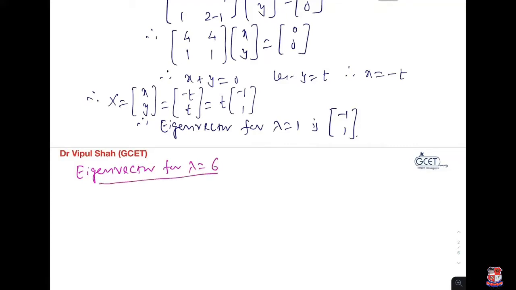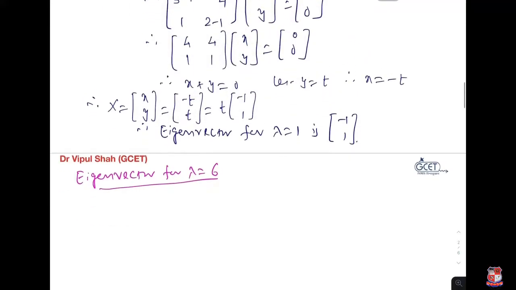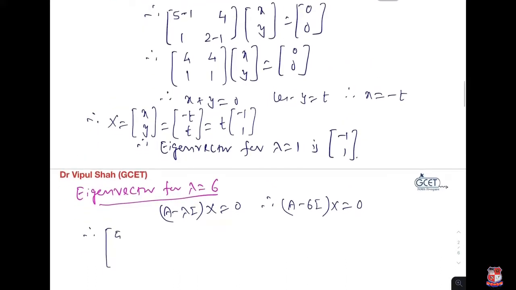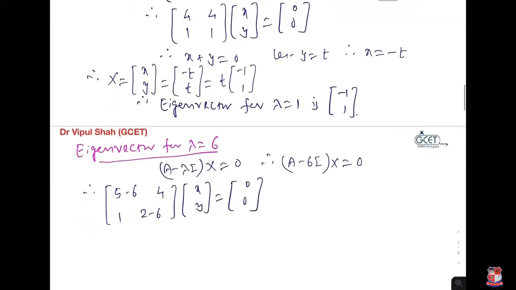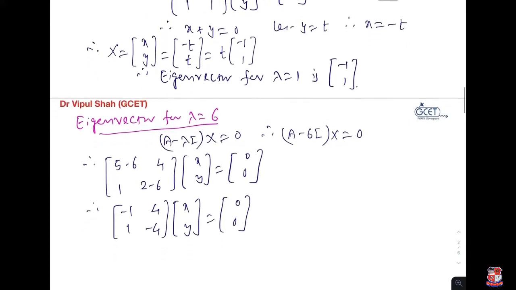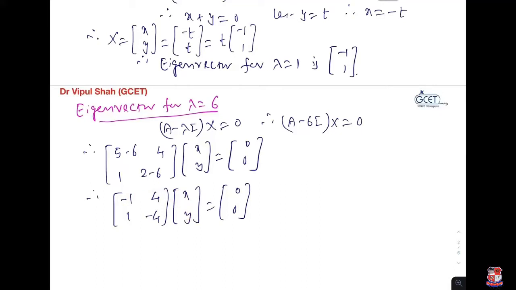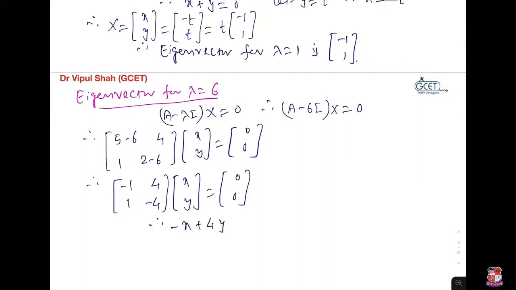So eigenvector for lambda equal to 6, and so again we have A minus lambda I x, so this is A minus 6 I x, and so this is equal to 5 minus 6, 4, 1, 2 minus 6, and this is x y equal to 0 0. So that is minus 1, 4, 1, minus 4, x y equal to 0 0, and here also we can see that minus x plus 4y, x minus 4y, both are the same equation.